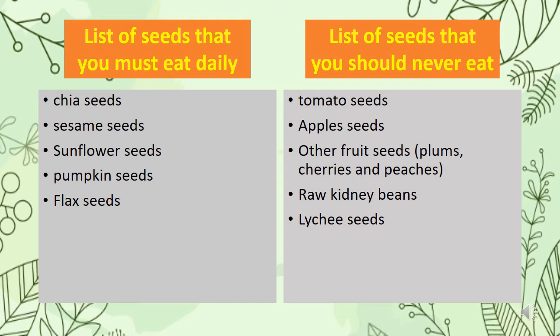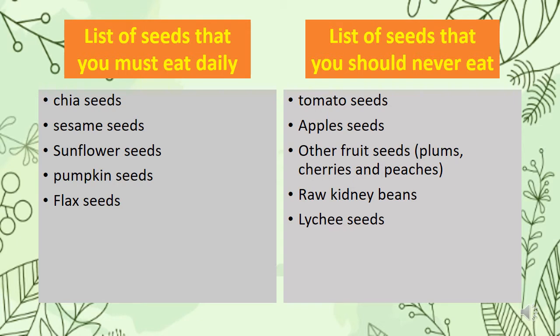of cancer. Now here is the list of seeds that you should never eat. The first one is the tomato seeds. Eating tomato seeds can cause kidney stones as they contain oxalate which helps in the formation of the stones. The second one is the apple seeds. They are known to be poisonous.